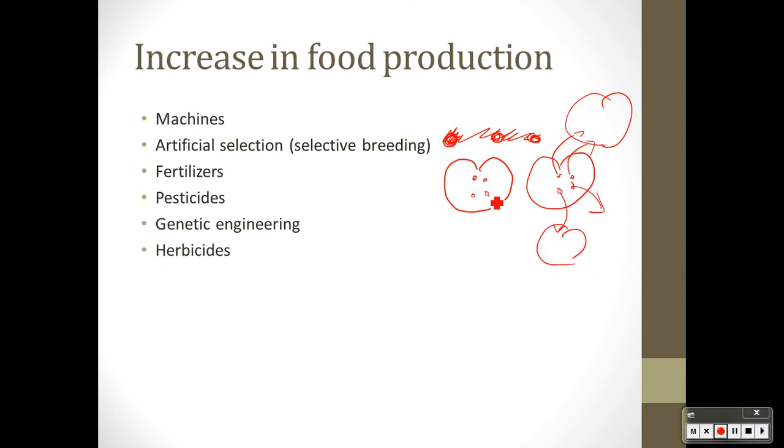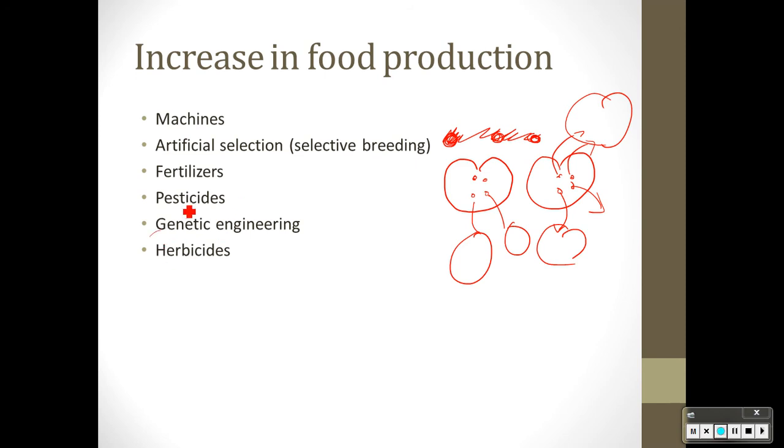100 years later, the only thing that's left are trees that give big apples. That's artificial selection. Fertilizers, of course, we can provide the plants with exactly what they need. Pesticides, which is for crops that are destroyed by bugs and insects. We can kill them before they kill us.